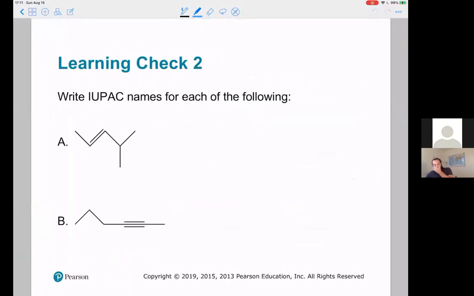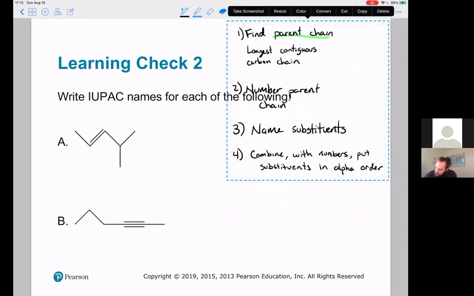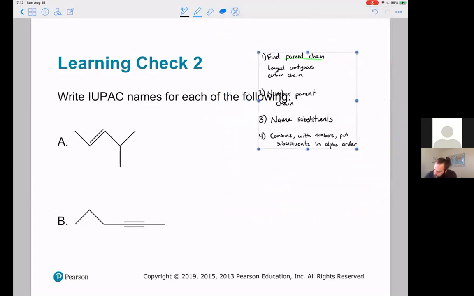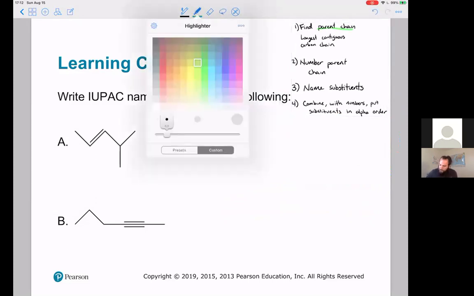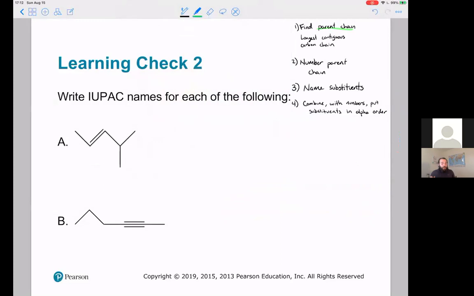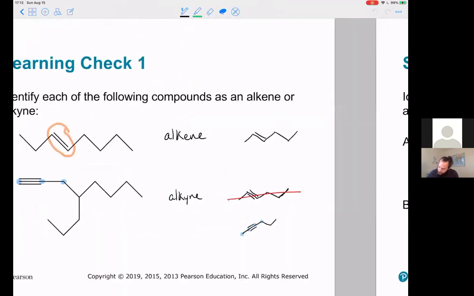All right, so IUPAC naming for each of these compounds here. So actually our steps are the same. There is a little bit of a curveball that I'll explain here in a second, but these are our steps. And remember, we updated this one. Actually, let me just grab it.